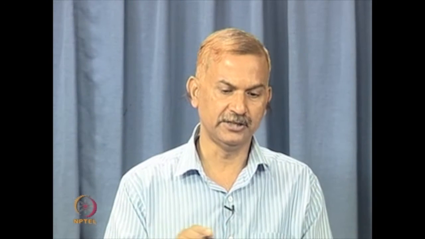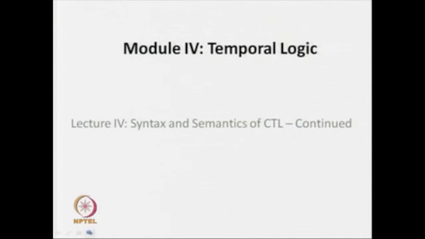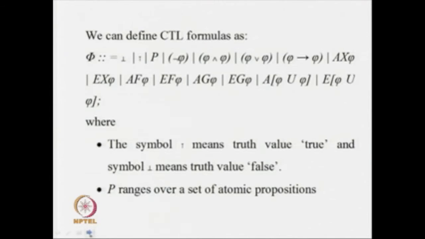So, in the last class we introduced a temporal logic called CTL, computational tree logic. We have seen what the syntax of CTL is, and we have discussed how to define the semantics of those CTL formulas. In syntax, we have seen that if P is an atomic proposition, then all atomic propositions will be treated as CTL formulas, along with the truth values true and false.